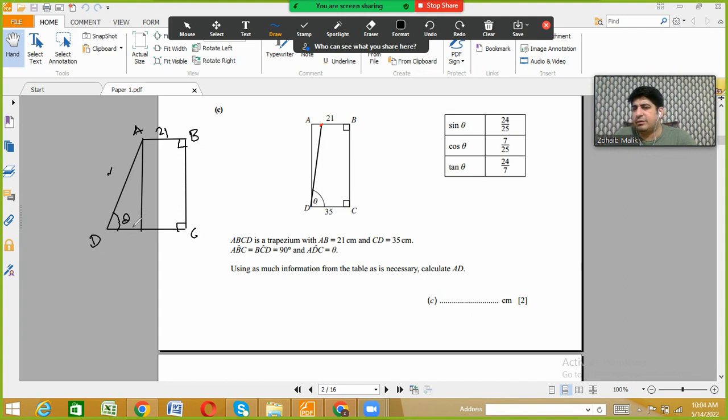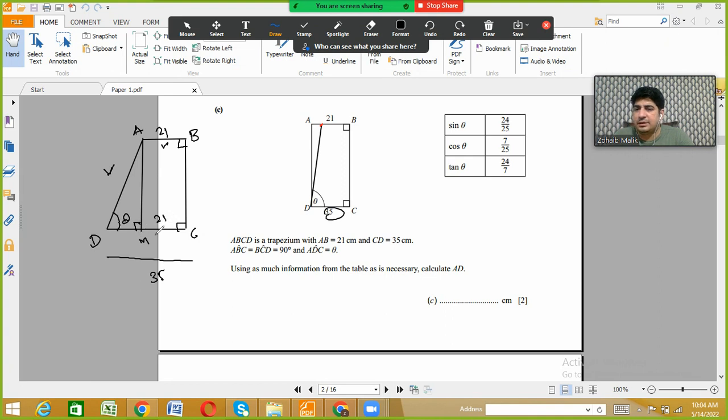Why am I doing it this way? Because I will get a right angle triangle ADM, and let's name this point M. I have to find AD, which is the hypotenuse, and because angle theta is given, sine theta is 24 by 25, cos theta is 7 by 25, and tan theta is 24 by 7. The whole length given is 35, and from C till M it is definitely 21, because this is 21.